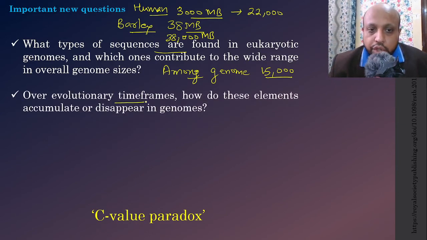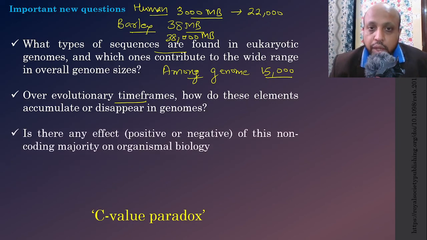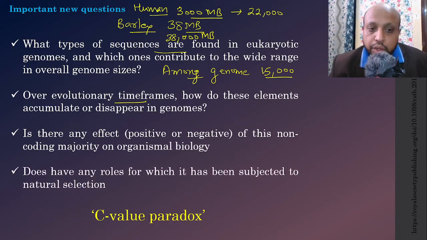What are the evolutionary time frames of these elements? How have they accumulated? Is there gene duplication, and why have they remained, or why have they disappeared from certain regions? Is there any kind of positive or negative effect related to their coding and non-coding nature that affects the organism's biology? These are very important questions that one has to address. We will see in lecture video number 2, from the molecular biology aspect, whether there is any kind of relationship.